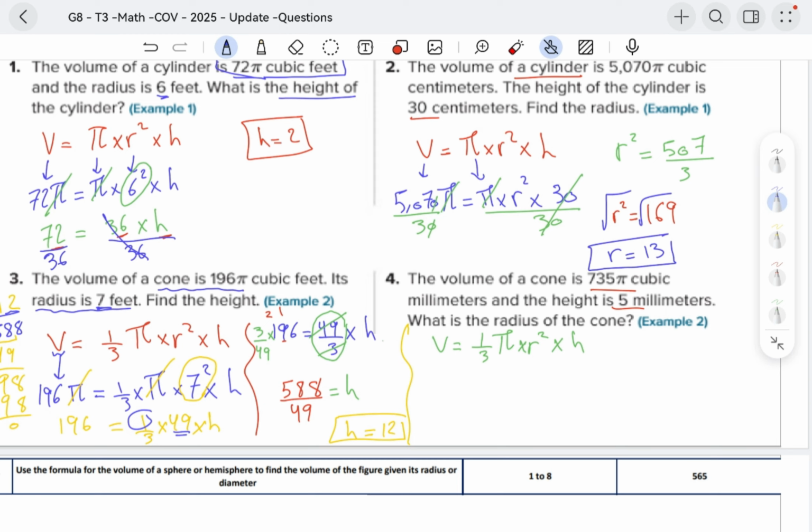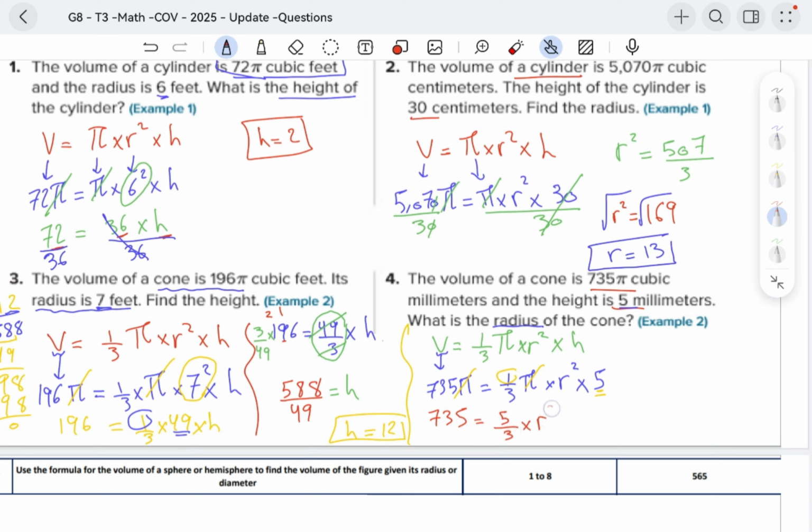The second step is to substitute. The volume is given: 735 pi equals 1/3 of pi times the radius, which is not given, it's unknown, so it will remain r squared, and the height is given, which is 5. Okay, so now we're going to simplify, divide by pi both sides, and then multiply 5 by 1, so this is 5 out of 3. 735 equals 5 out of 3 times the radius squared.